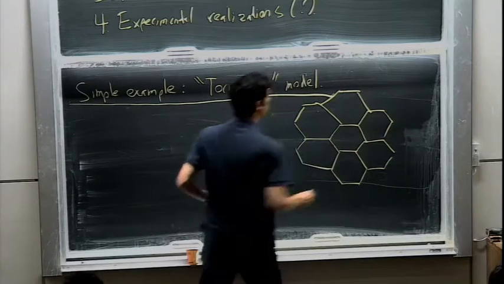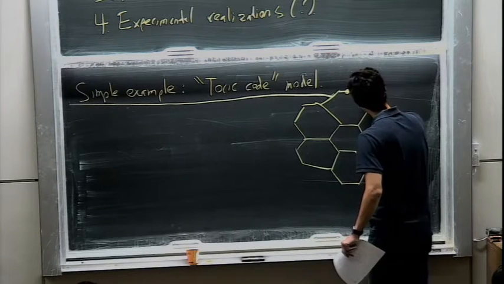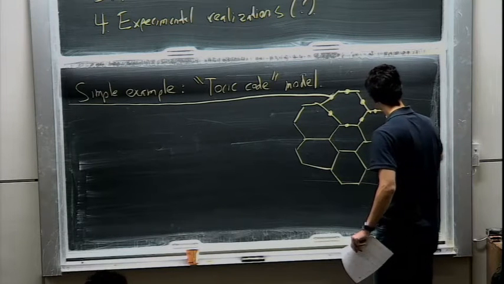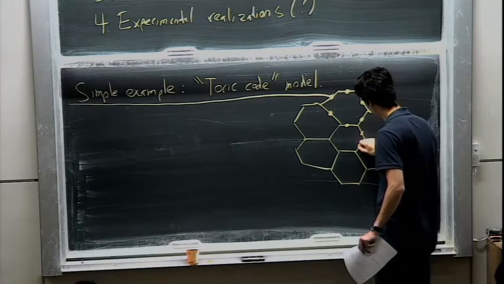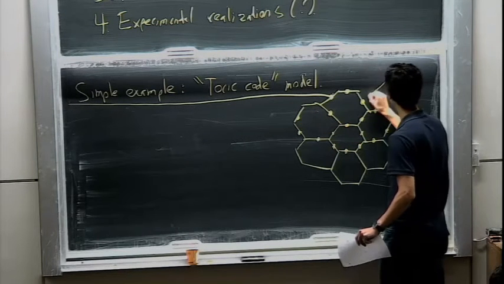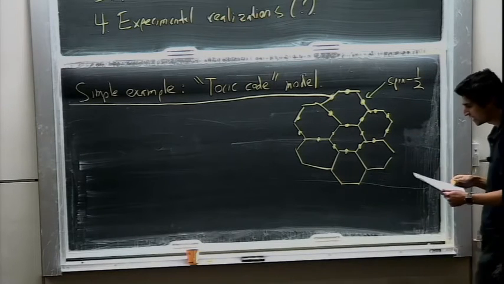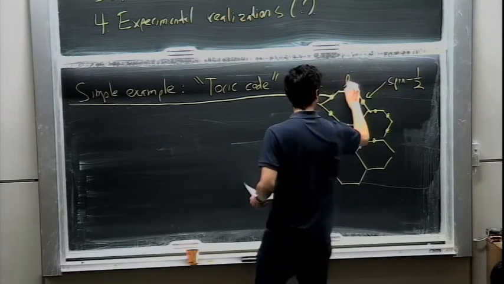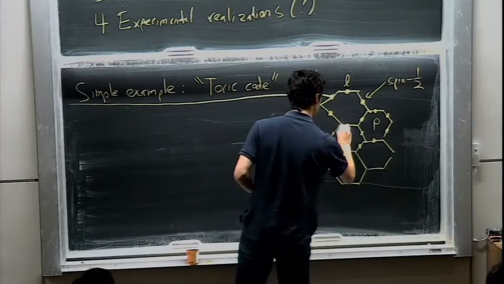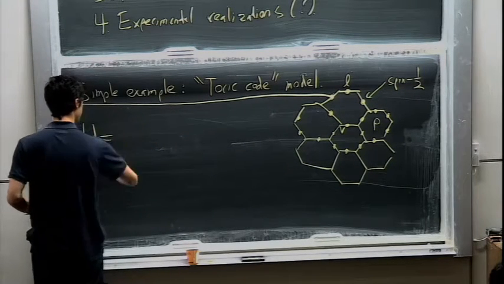Okay, so let me remind you, this Toric code model is a spin 1/2 model where the spins live on the links of the honeycomb lattice. In this case, each one of these guys is a spin 1/2. Okay, and just some notation, I'm going to label the links by L, and the plaquettes by P, and the vertices by V. Okay? And the Hamiltonian on the honeycomb lattice has the following form.